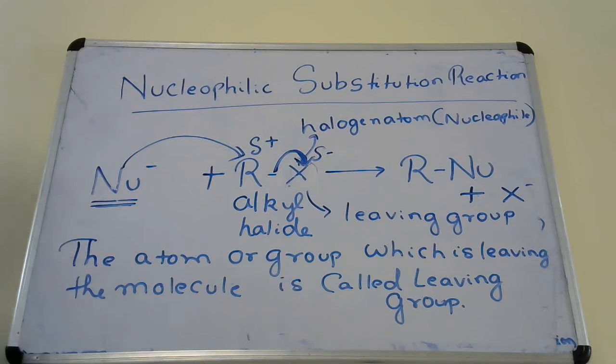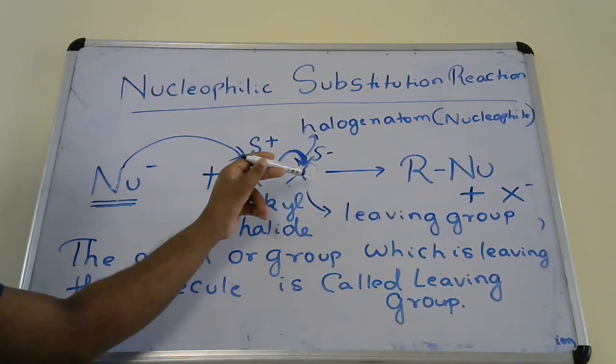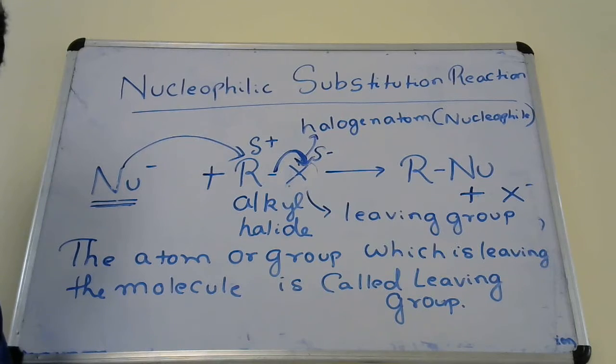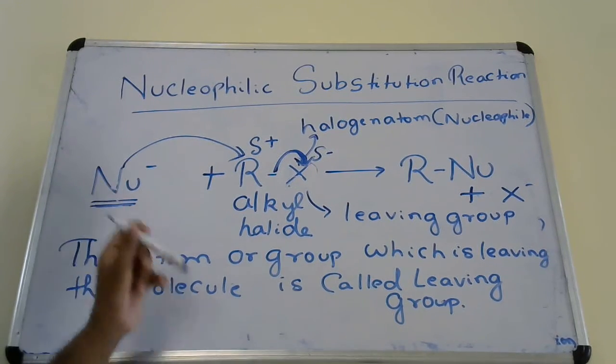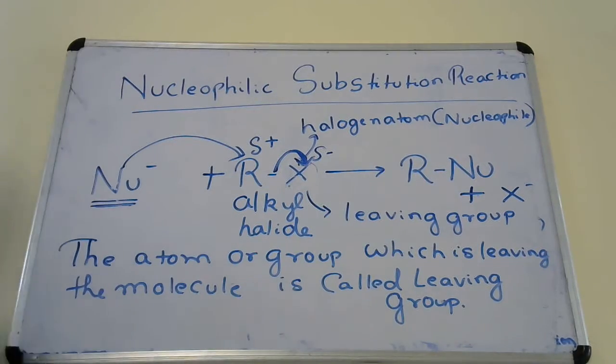So what is happening in nucleophilic substitution? A nucleophile is attacking an alkyl halide molecule and a halogen atom is getting removed. Substitution is happening. You can see, instead of halogen, a nucleophile is being attached. So this is what a nucleophilic substitution reaction is.